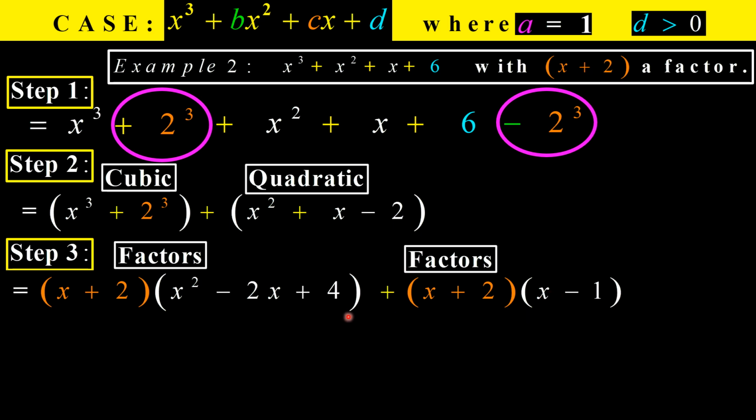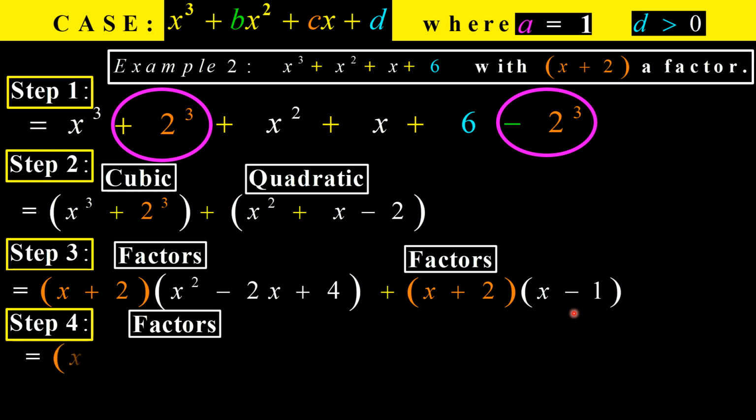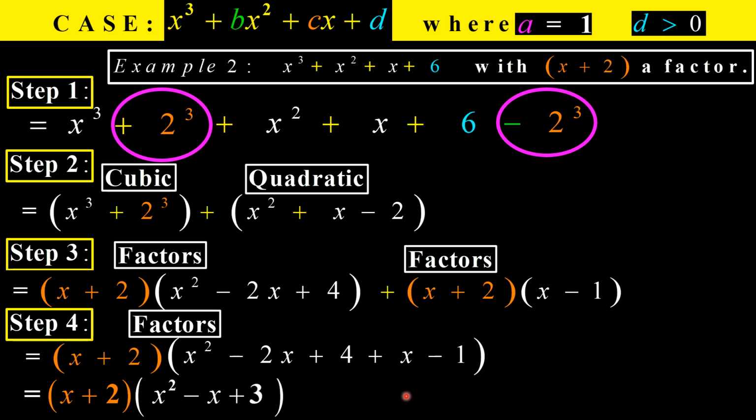Now we notice the x plus 2 is common to the cubic and is common to the quadratic. So I can take out the x plus 2 as a common factor. I end up with x squared minus 2x plus 4 plus x minus 1. There are some like terms. I simplify the like terms. Negative 2x and x is negative x. 4 subtract 1 is 3.